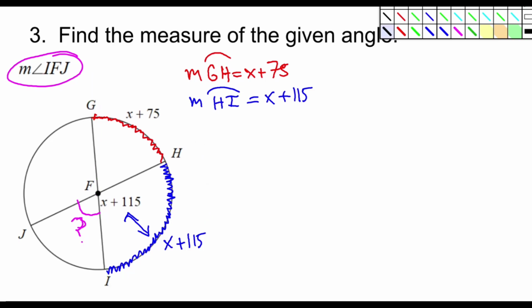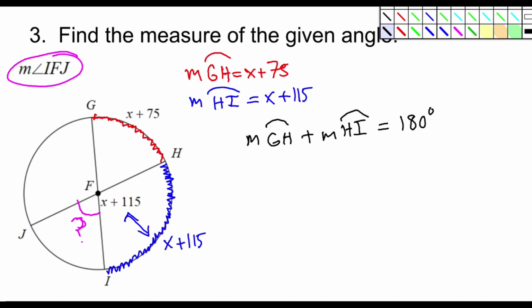So let's write a relationship. The measure of arc GH plus the measure of arc HI is equal to what? What will those two add up to if we found the sum? Well, it's a semicircle, so it has to be 180 degrees. This is what I'm talking about, writing a relationship. It's not always going to be equal to 360. Sometimes it'll be 90, sometimes it'll be 180, sometimes it'll be a different number. Sometimes things are equal to each other.